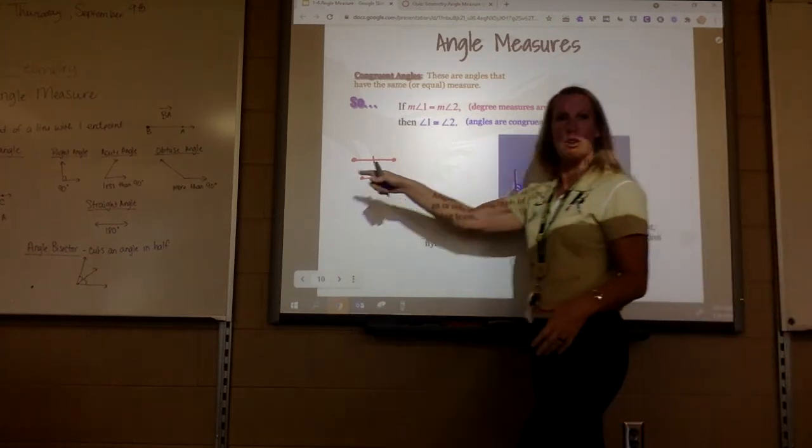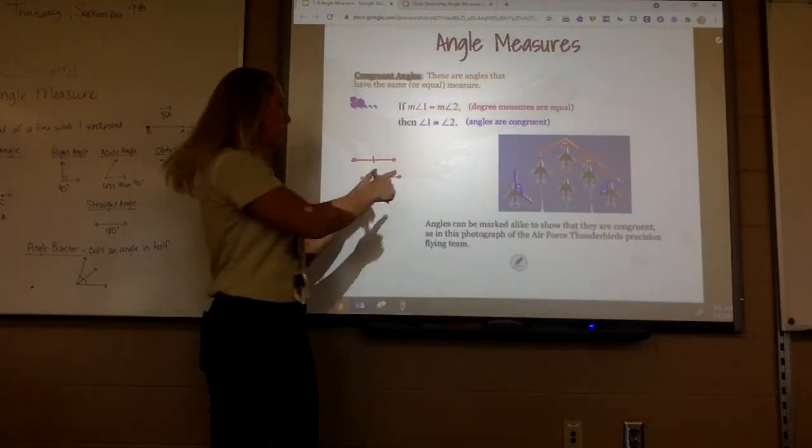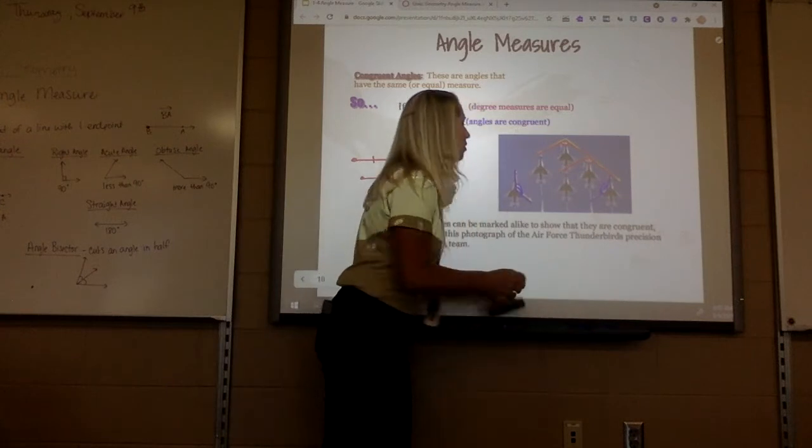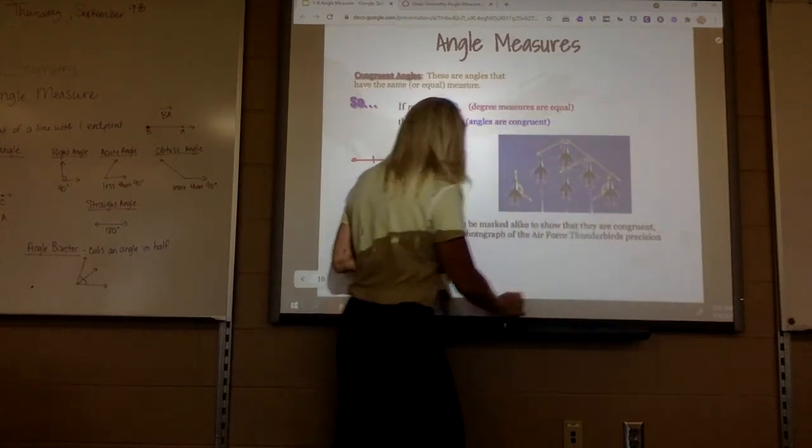So just like the congruent segments, we mark those with slashes. With angles, we mark with humps. So that means those angles are congruent to each other.